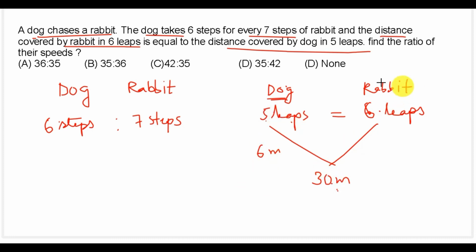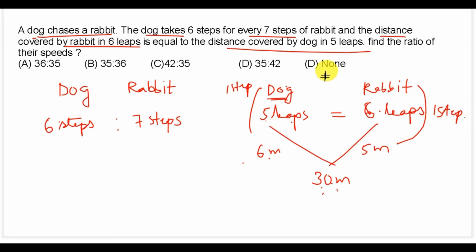Now similarly a rabbit in 6 leaps takes how many? 30 meter. So in one leap rabbit will take how many? 30 divided by 6, so 5 meter. Okay, so this is what? This is 1 step. Dog covers 6 meter in 1 step. Rabbit covers how many? 5 meter.